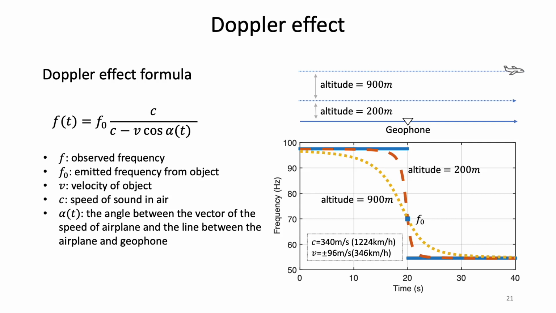The figure on the right-hand side shows the Doppler effect of an airplane moving at a constant velocity at different altitudes. When the airplane is coming towards the geophone, the observed frequency f is larger than the emitted frequency f0. When the airplane is moving away from the geophone, the observed frequency becomes smaller than the emitted frequency.